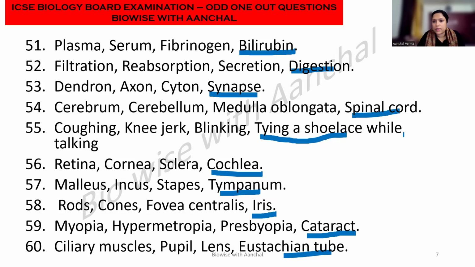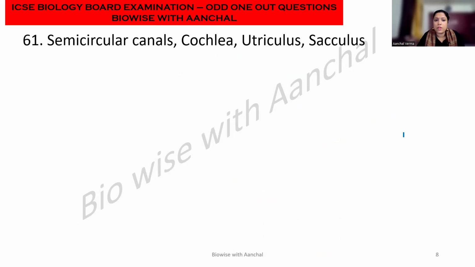Yes, moving to the next. Semicircular canal, cochlea, utriculus, and sacculus. Here, what can be the odd one out? Here, cochlea. Why? Because the rest are all important in balancing. Semicircular canal is for dynamic balance, and utriculus and sacculus are for static balance.